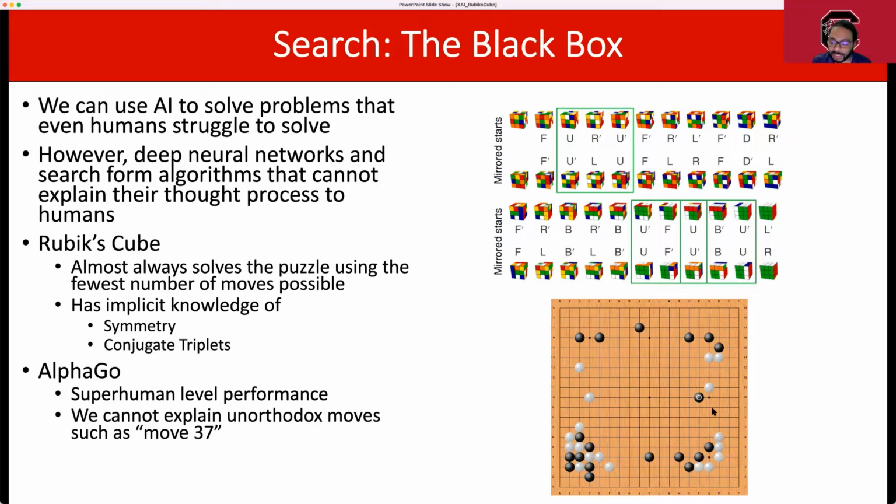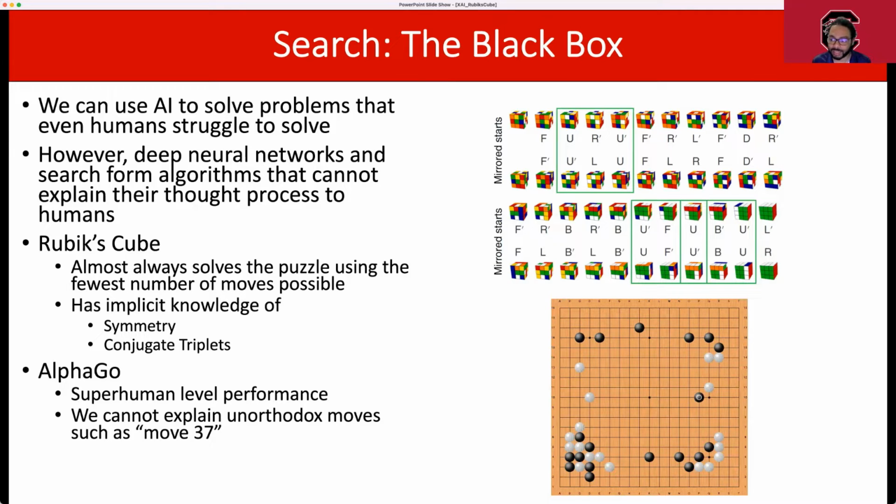Since it ended up winning this game, it was probably a good move, but people were confused about why it would do such a move in the first place. But it's not able to explain anything to us. It's just using some neural networks to guide a search procedure. That's essentially what it's doing.